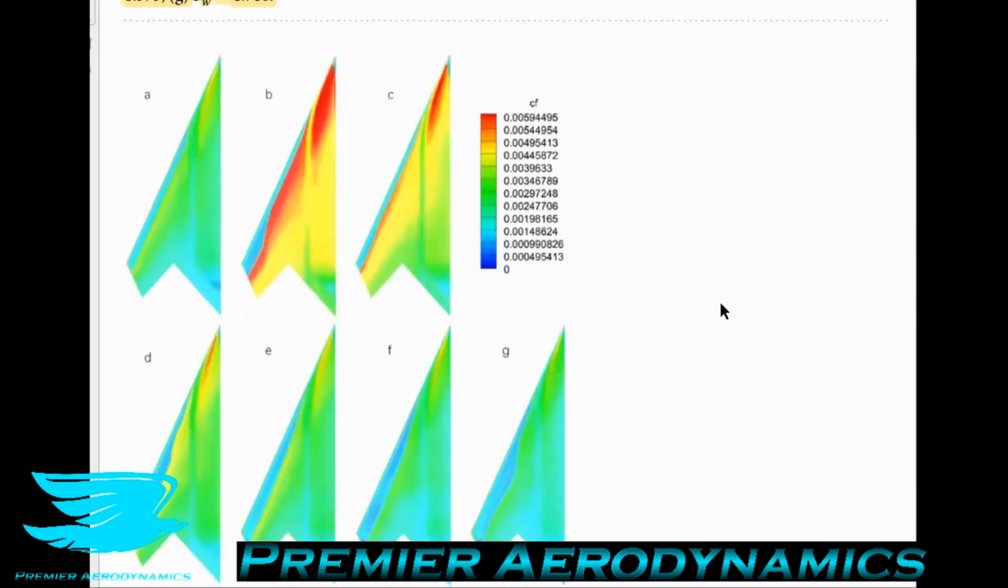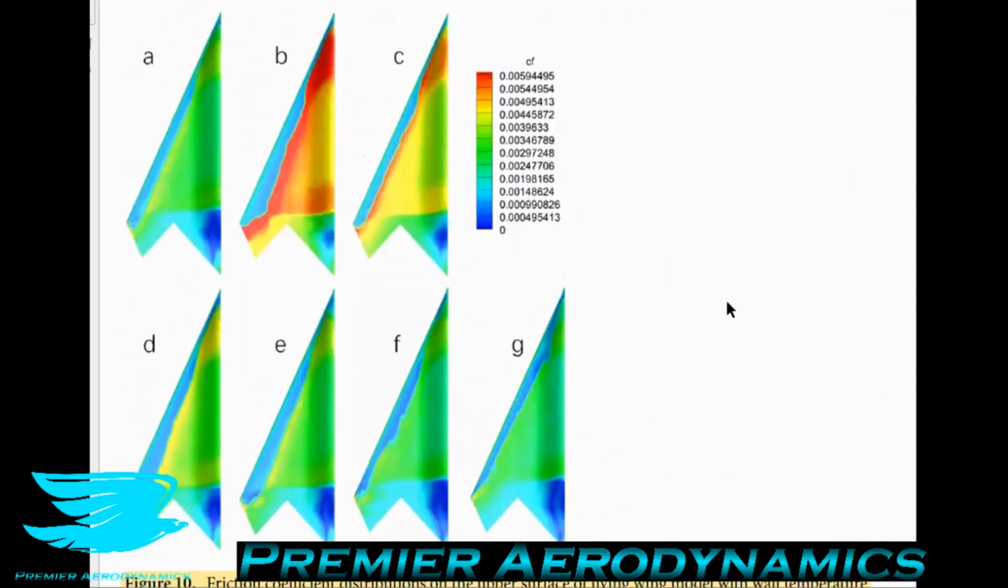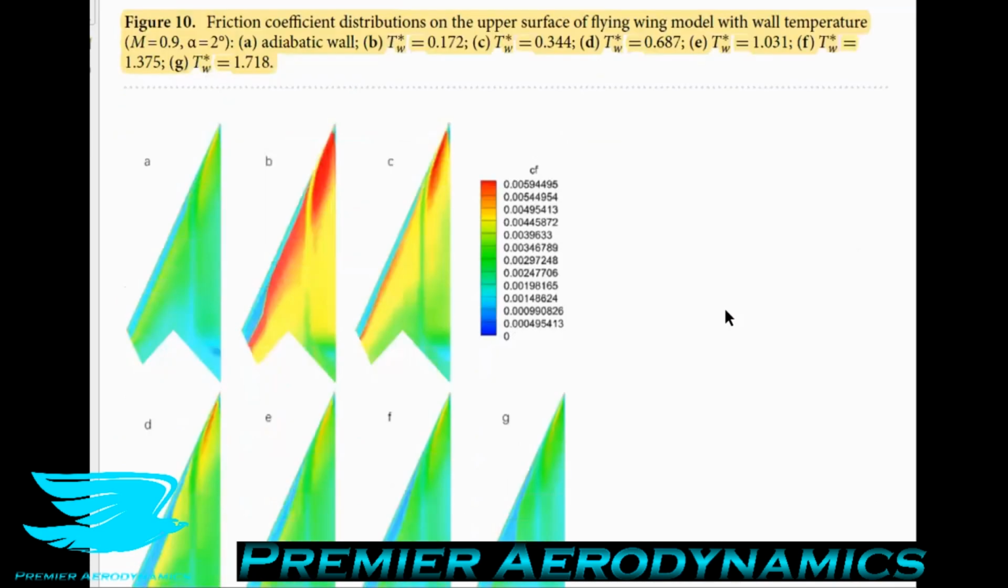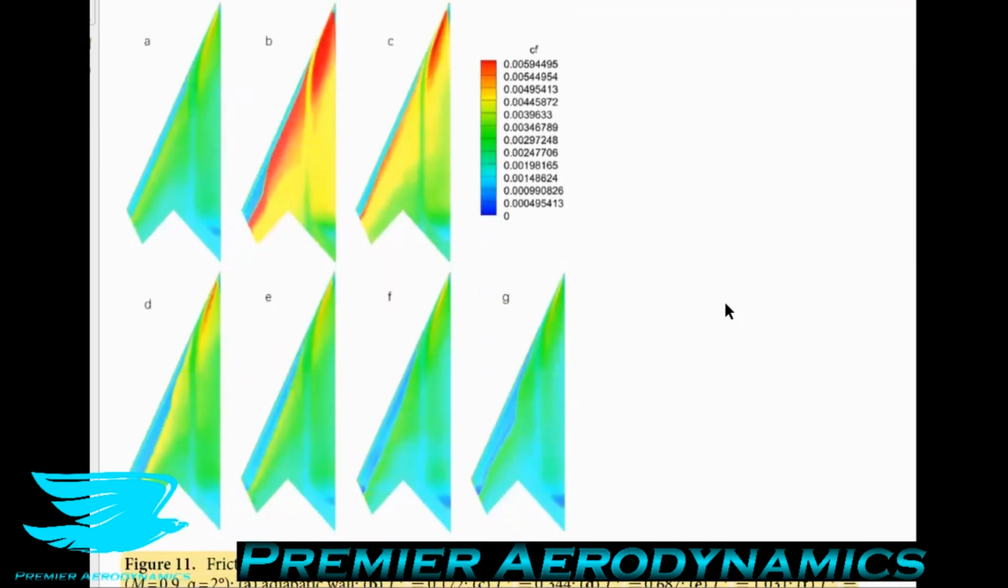They say on the adiabatic wall, the laminar flow range of the upper wings decreases at low wall temperature. The hot wall is the opposite to the cold wall. Okay, I know that. The transition regime moves backwards and the laminar flow range increases. So in other words, when you have a hotter wall, it delays the transition to turbulent. While the lower surface of the airfoil, let's move to that figure now, figure 11, it has the exact same idea plotted. It has the friction coefficient plotted on the lower surface for different temperature differences at a Mach number of 0.9 and an angle of attack of 2 degrees.